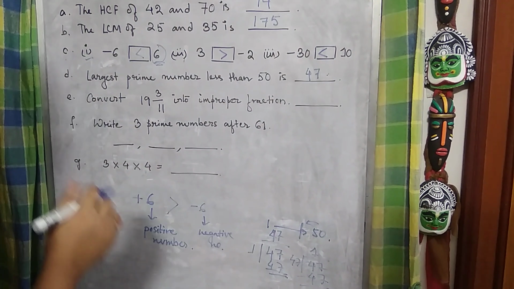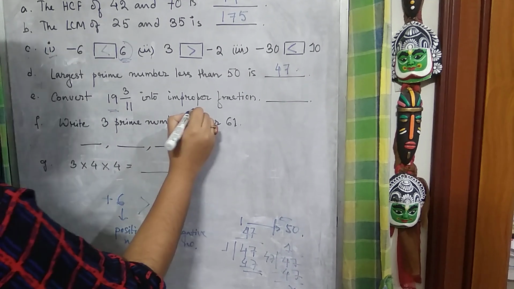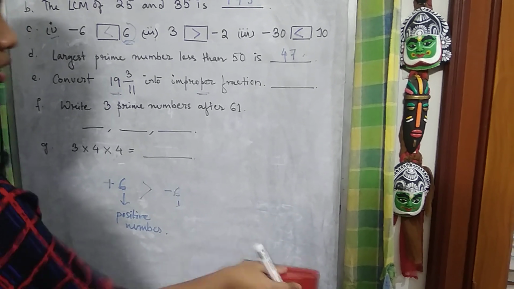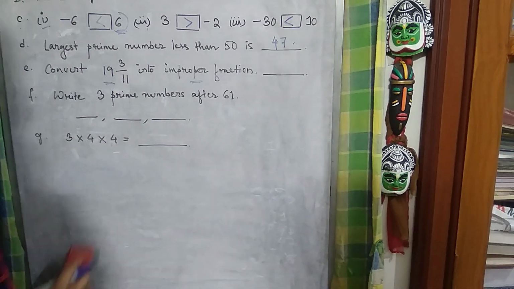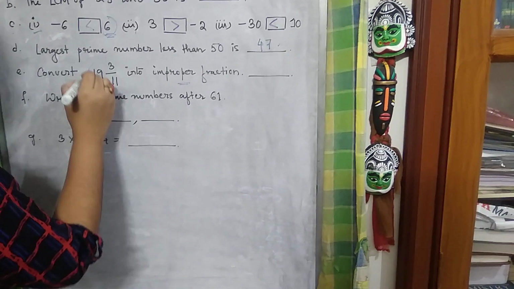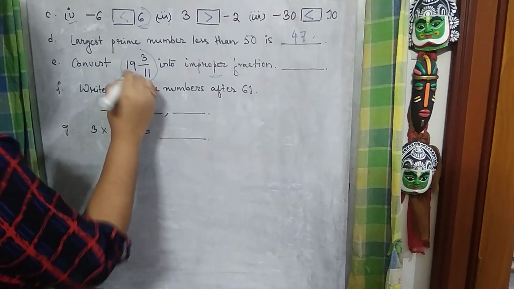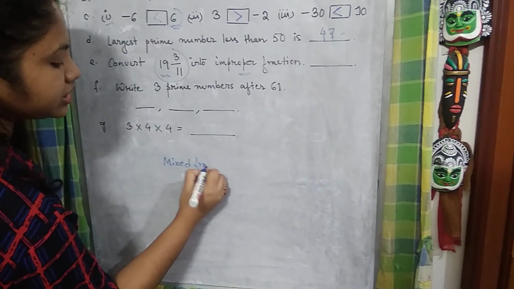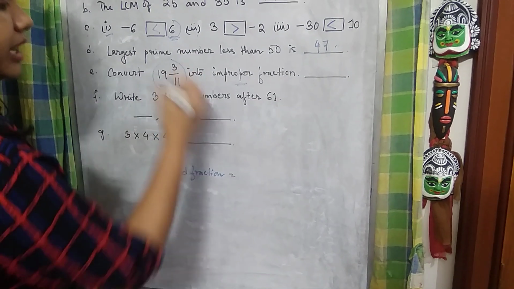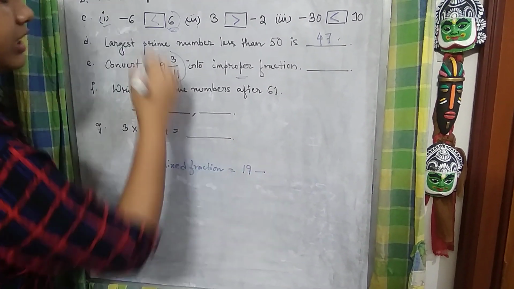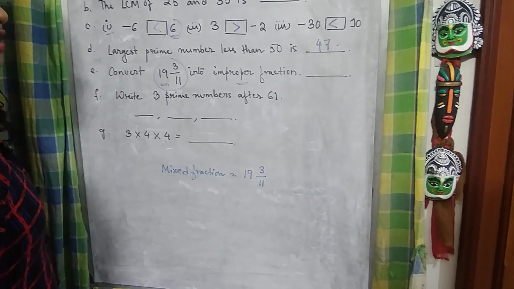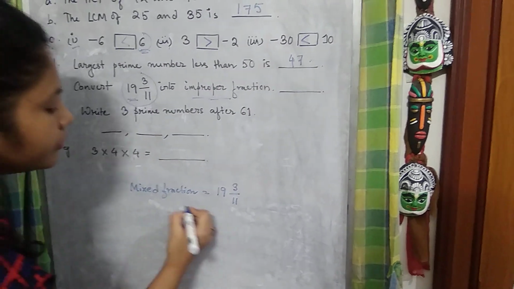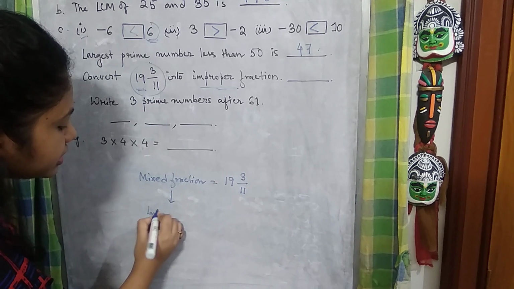Now we are going to convert a mixed fraction into an improper fraction. For that, we have to know one small thing. This kind of number, 19 3 by 11, 19 whole 3 by 11, is called a mixed fraction. See, they look mixed: 19 is written before, then 3 by 11. Now, how do we convert it into an improper fraction?